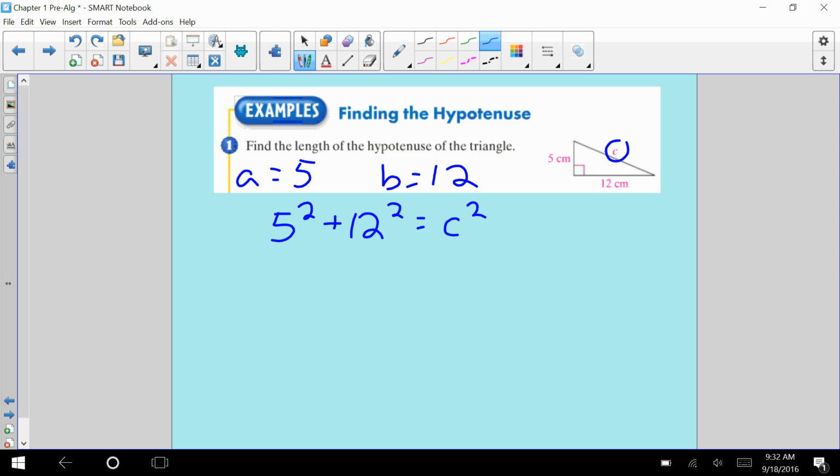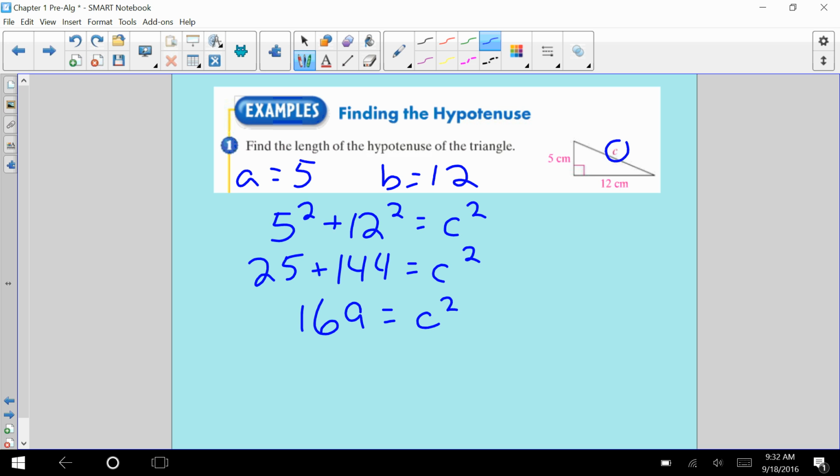To solve this, we're going to start by squaring the 5 and the 12. 5 squared is 25, 12 squared is 144, and that's still equal to c squared. One note, you cannot add the 5 and the 12 together to get 17 and then square that. You will not get the same answer and it will be wrong. So now we add our 25 and our 144, and we will get 169 equals c squared.